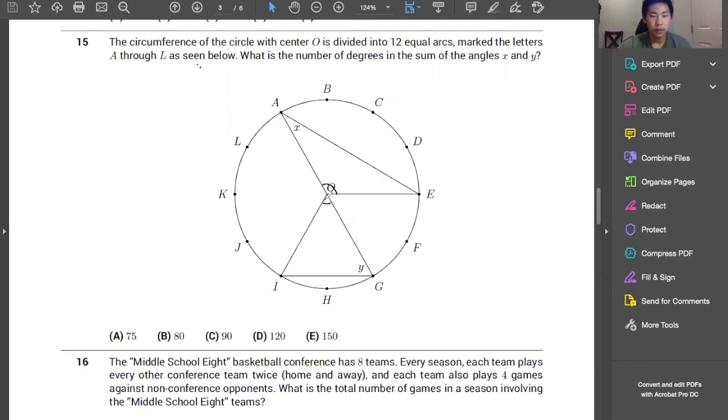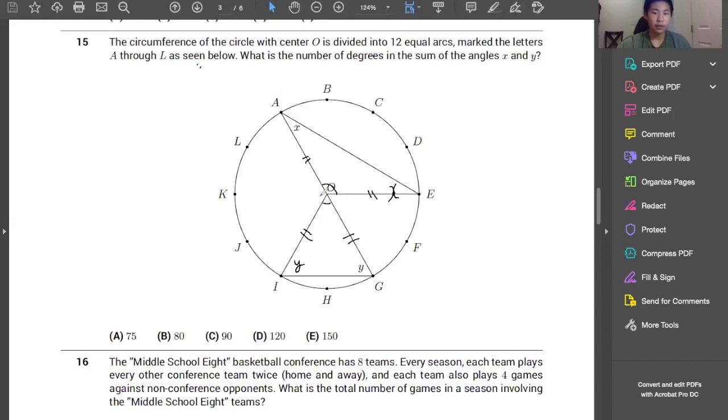So first we can notice that because it's a circle, OA and OE are going to be the same. They're both radii of this circle, right? OA is a radius, OE is a radius. So that means that, we already talked about this, but in an isosceles triangle, the base angles are equal, so we've also got x over here. And similarly, we've got more radii, OG and OI. So this is also y.